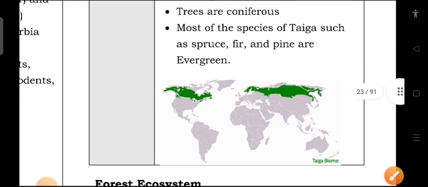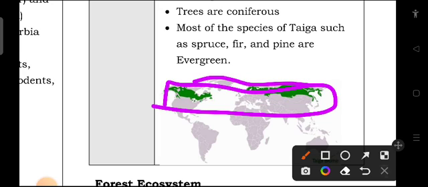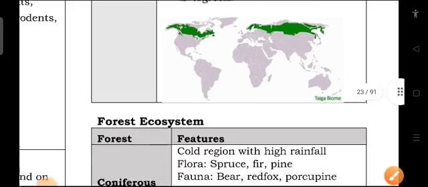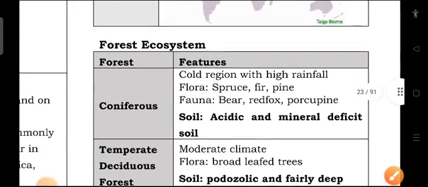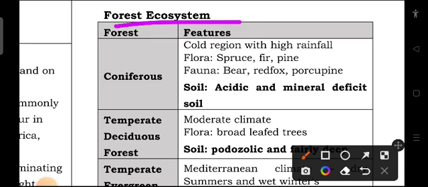So taiga is a region which is next to tundra. If tundra is in the topmost layer, below that is taiga. Next, we are going to talk about the forest ecosystem. What are the types of forest and their features?